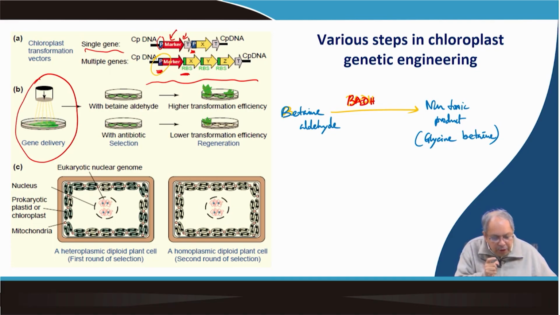Now, what is shown here is the heteroplasmic diploid. Okay. So, what you see is that when the genes are transferred, if you notice, out of these there are two different colors. So, this.